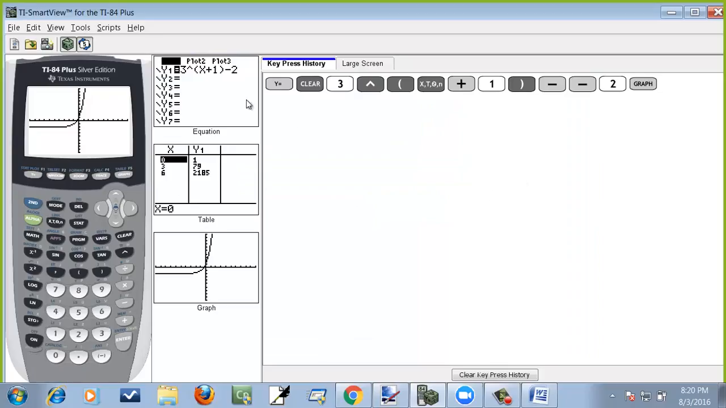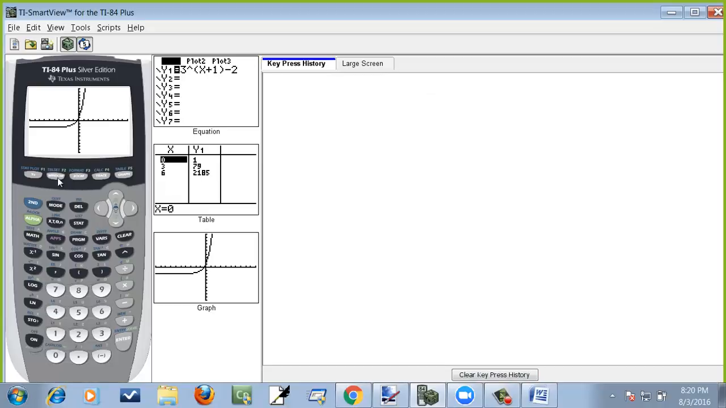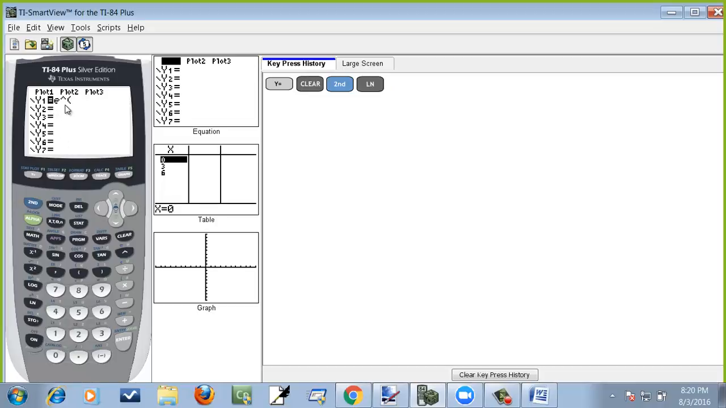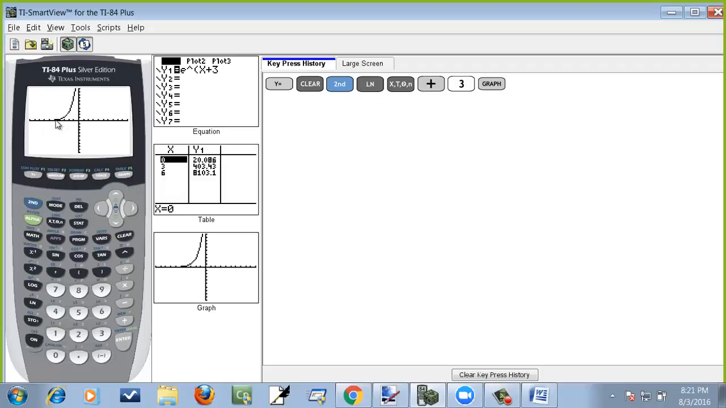So if I go to graph this, I press my y equals, press my clear, I do second ln, it puts an e, puts a caret, puts a beginning parentheses for me. Then I'll put in x plus 3, and then I'll press graph. And that would be our graph. Remembering it never stops, it keeps going forever, skimming the x-axis as it goes that way. They all follow the same pattern.